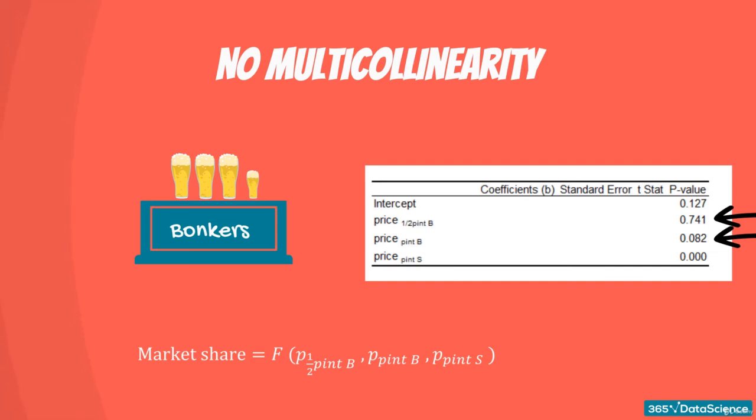Well, no multicollinearity is an assumption of the calculations behind the regression. The price of half a pint and a full pint at Bonkers definitely moved together. This messed up the calculations of the computer, and it provided us with wrong estimates and wrong p-values.